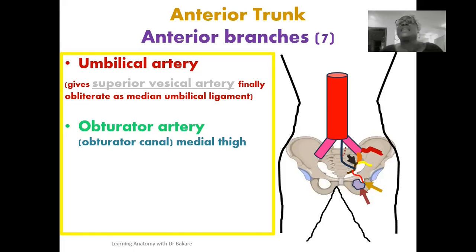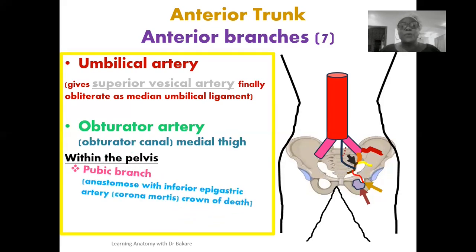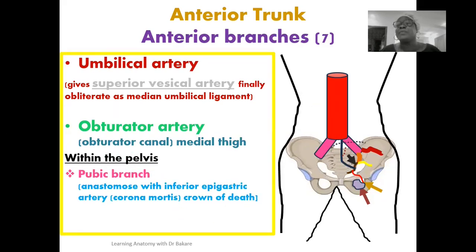This is where it finally goes and gives supply to muscles located in the medial compartment of the thigh. So you see that the obturator artery runs this course. But before it exits the obturator canal, this obturator artery gives off 2 branches. The first is the pubic branch, highlighted here in dotted blue. Before its final exit through the obturator canal, it gives off this branch, which is referred to as the pubic branch.